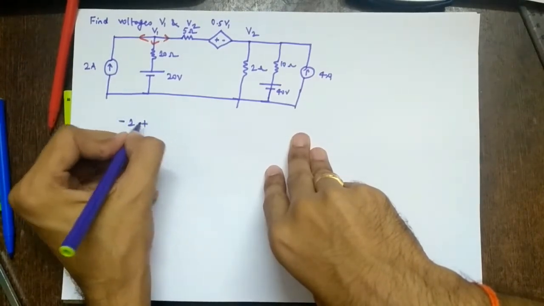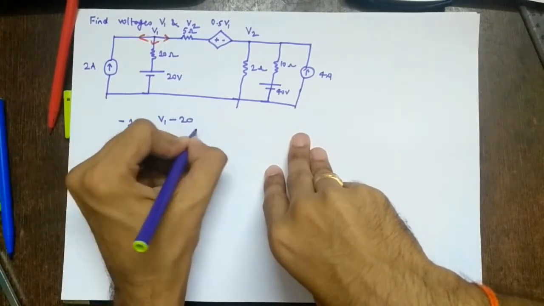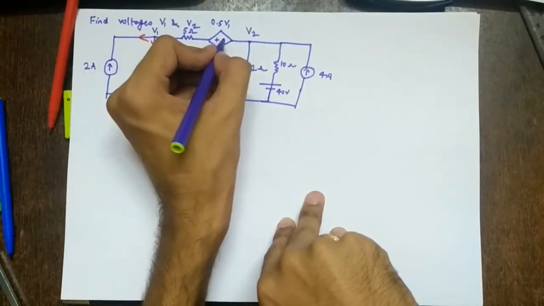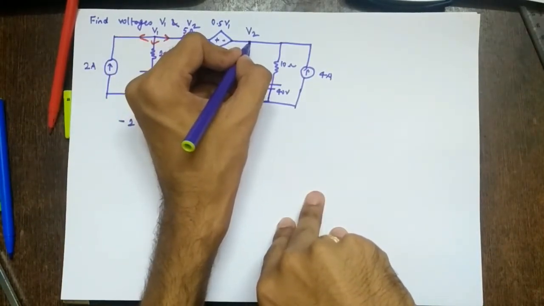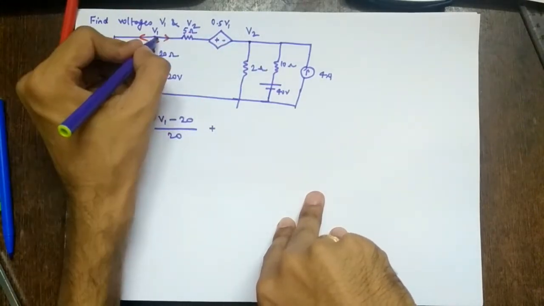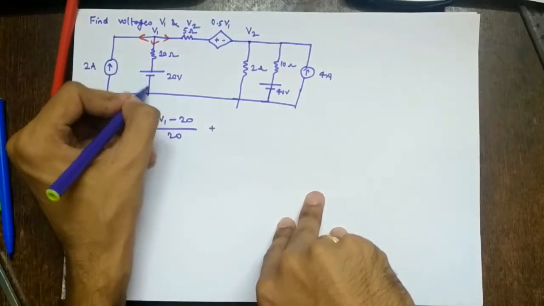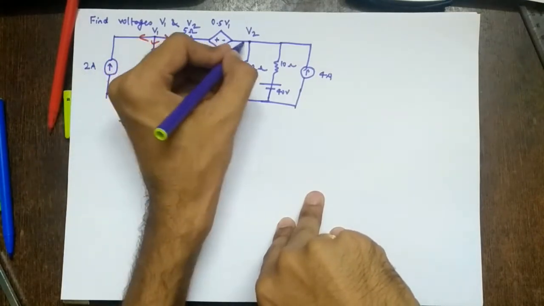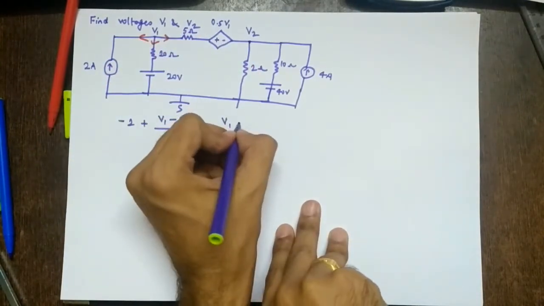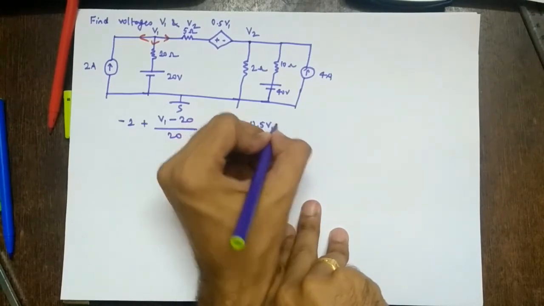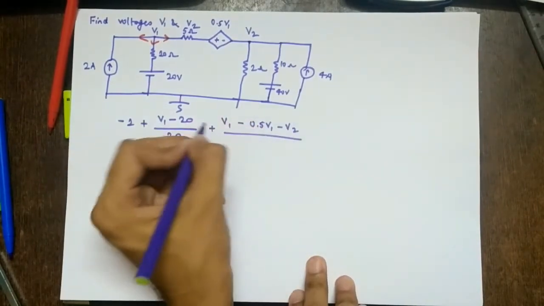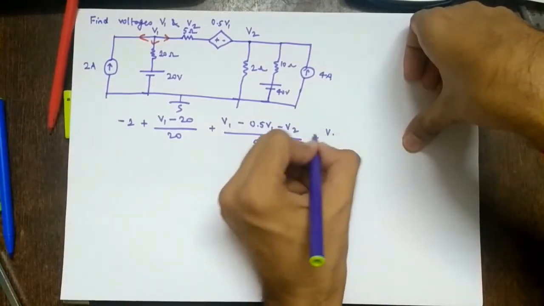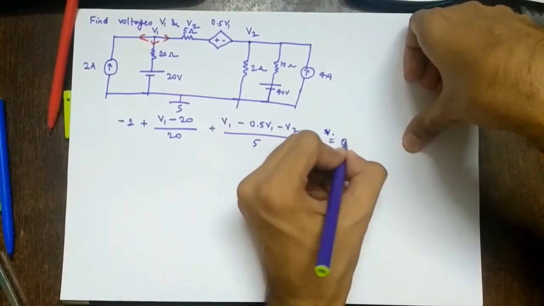So minus 2 plus V1 minus 20 upon 20 plus, what will this be? V1 minus 0.5 V1 minus V2. You have to go till the other node. We are always ending towards the other node. Minus 20, here we ended till this node, the reference node. So here also we have to end till this node. So V1 minus 0.5 V1 minus V2 upon 5 plus, that's it. That is for node 2. So equal to 0.